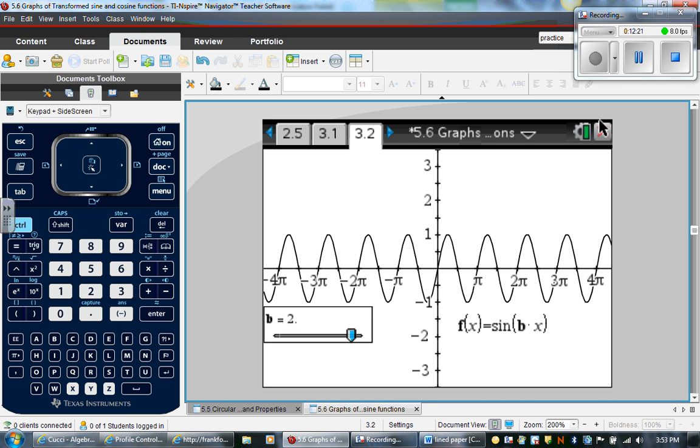Okay, so hopefully your conjecture stated that b represents what we call the frequency. Frequency states how many full curves on the interval from 0 to 2 pi. Okay, so how many full curves, so if it starts at 0, it ends at 0. How many full curves do you get between 0 and 2 pi? And since b is 2 in this case, I got 2 full curves between 0 and 2 pi.